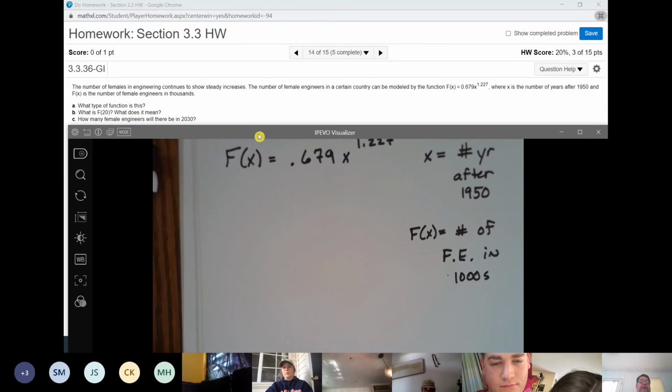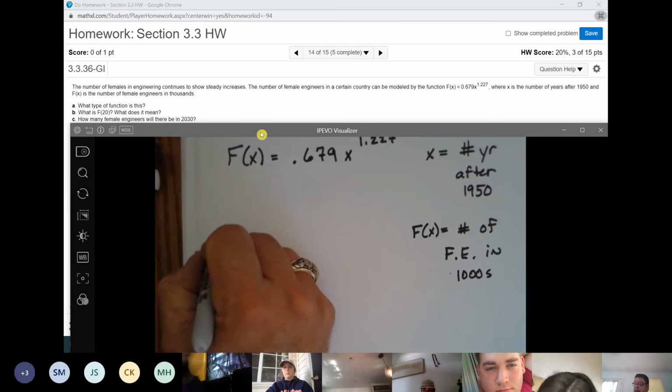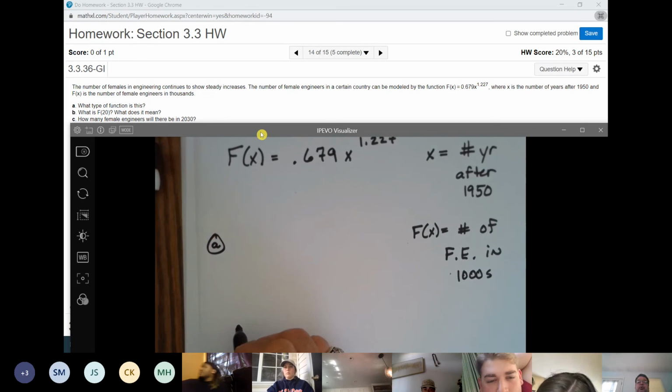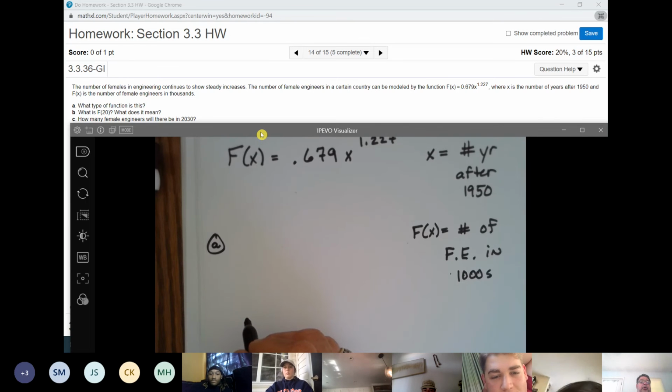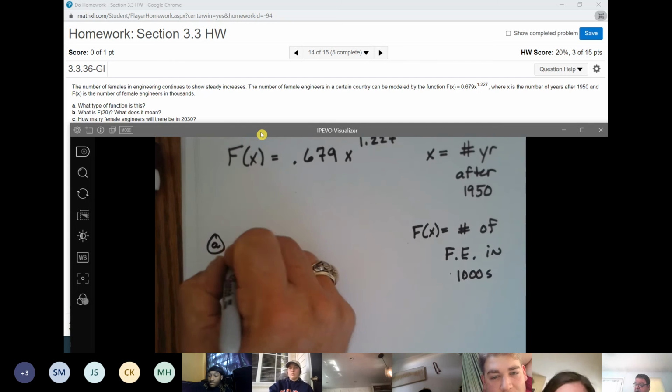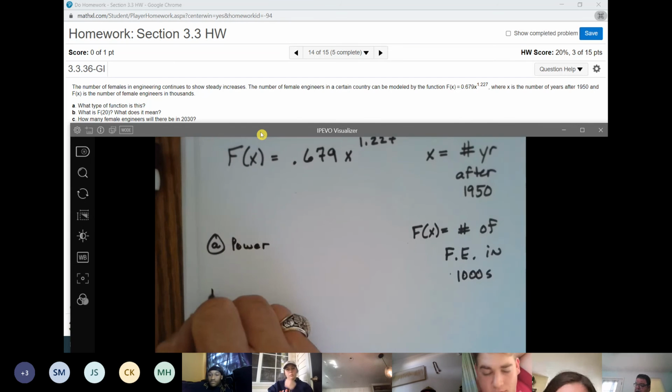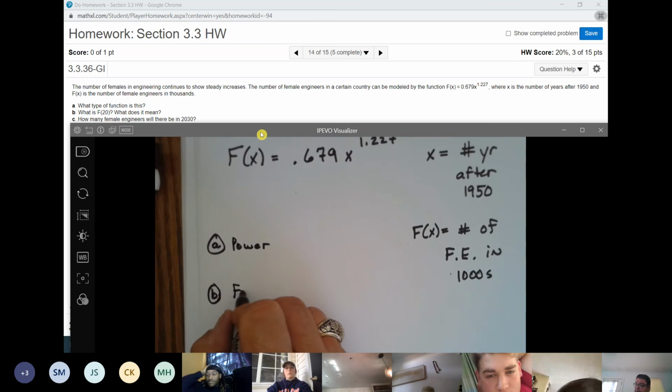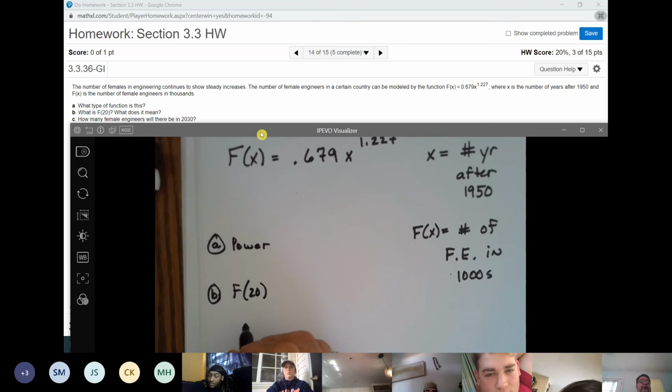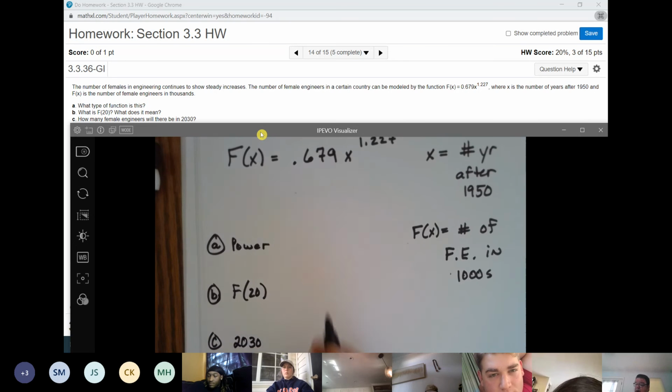A, what type of function is this? Well, it's a power function. It's raised to the 1.227. It's a power function. So graph it, it's going to look like a power. Okay, plug in f of 20. So A is the power. B, f of 20. And C, how many female engineers will there be in 2030? All right, so get to work. I gave you A. This is a power function. But go ahead and do B and C.